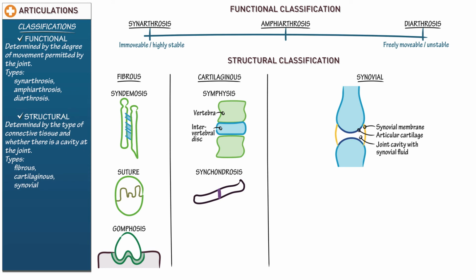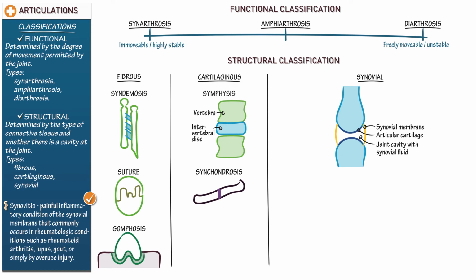Denote that synovitis is a painful inflammatory condition of the synovial membrane that commonly occurs in rheumatologic conditions such as rheumatoid arthritis, lupus, gout, or simply by overuse injury. Now draw the fibrous layer, which comprises dense irregular connective tissue called ligaments. The synovial membrane and the fibrous layer together create the articular capsule. Lastly, show the extrinsic, also known as extracapsular, ligaments which lie outside of the articular capsule to provide additional stability.